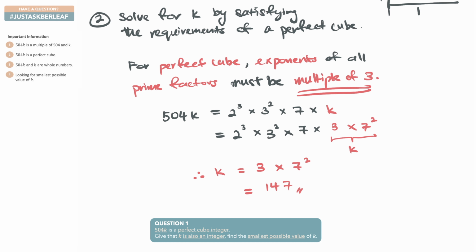Alright, that wraps it up for the first question. Let's proceed on to the second question. Alright, in question 2, the HCF and LCM of 120 and k are 12 and 4680 respectively. Find the value of k where it is an integer.